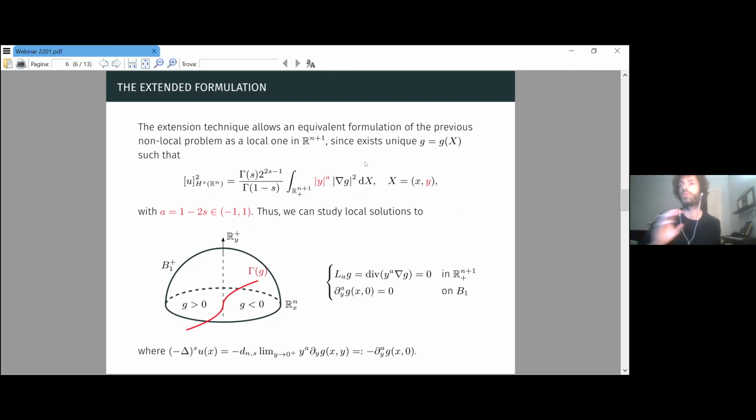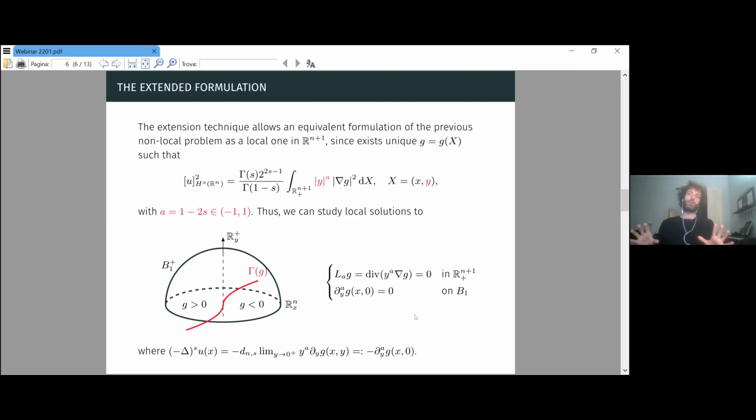So the fractional Laplacian can be seen as a Dirichlet-to-Neumann map for this new operator. More precisely, if u is your initial function in R^n, you construct a new function g, and there is this relation between the two seminorms, in the sense that this is a Gagliardo seminorm in R^n related to the fractional Laplacian, and this is a Dirichlet type seminorm with this weight, where a is a number expressed in terms of s, so a is 1 minus 2s. So if you start with some u, you can construct this new function g, and this new function g solves this divergence form equation in R^{n+1}, and you can translate the condition of the fractional Laplacian with this Neumann condition.